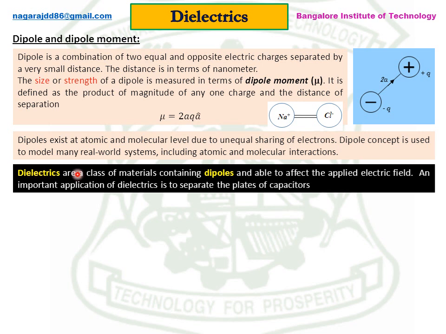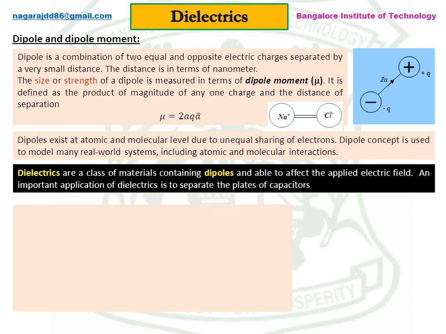Well, dielectrics are a class of materials containing dipoles and able to affect the applied electric field. We have not touched this particular part yet. We will discuss it in detail. An important application of dielectrics is to separate the plates of a capacitor.